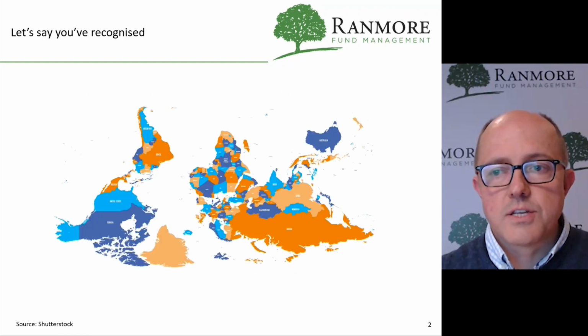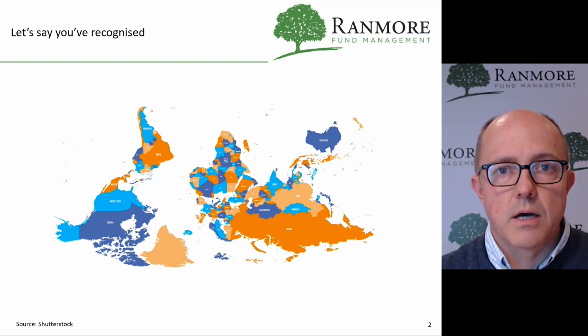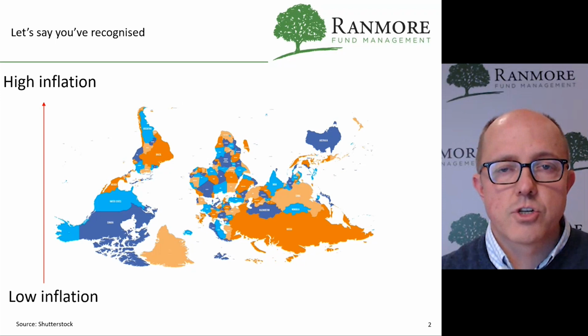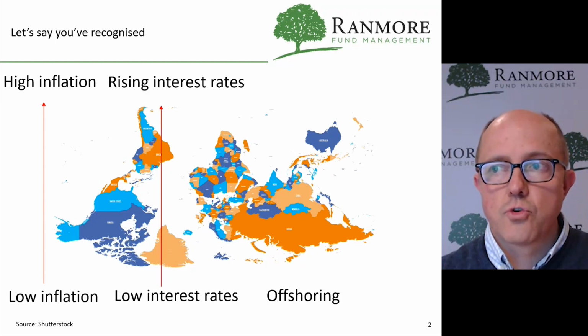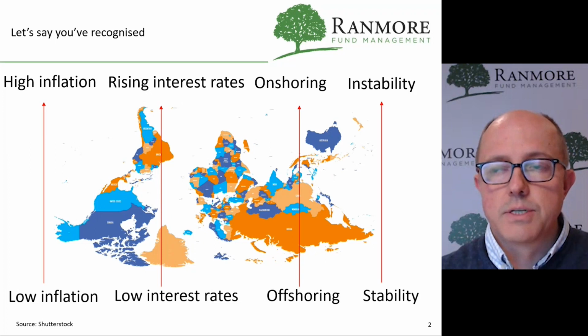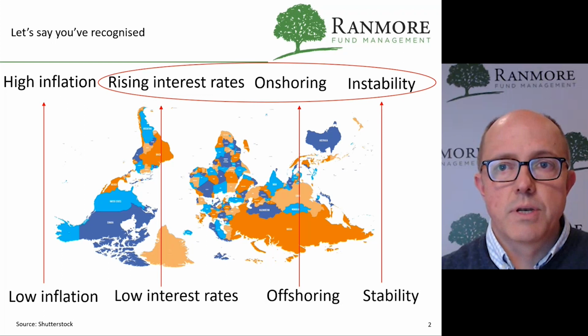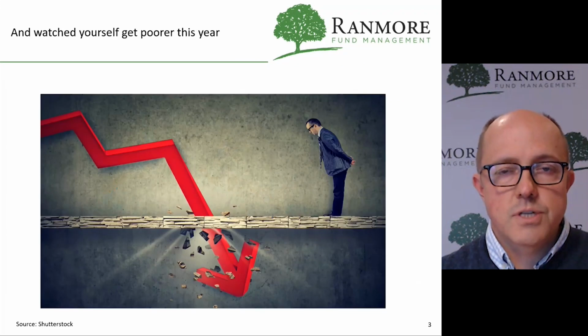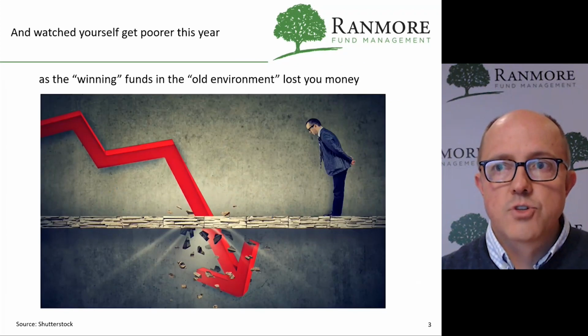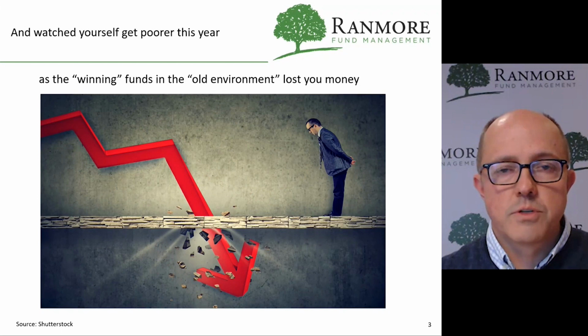Let's say you've recognized that the world is completely upside down. In the last 2 years, the world has turned upside down. We've gone from low inflation to high inflation, low interest rates to rising interest rates, offshoring to onshoring, and stability to instability. And rising interest rates, onshoring, and instability conspire to cause more high inflation. Okay, and you've watched yourself get poorer this year, as the winning funds in the old environment in which you invested your money lost you money.